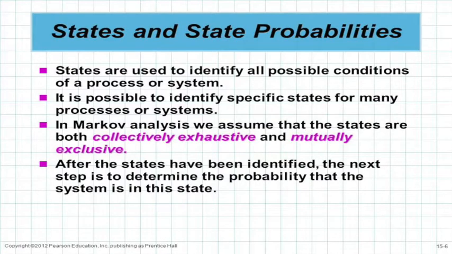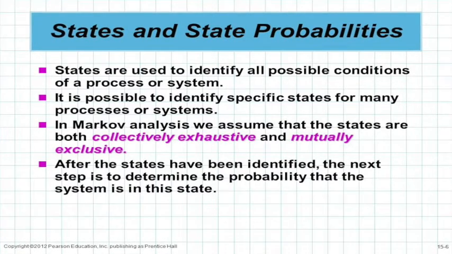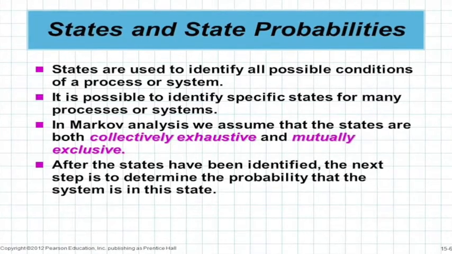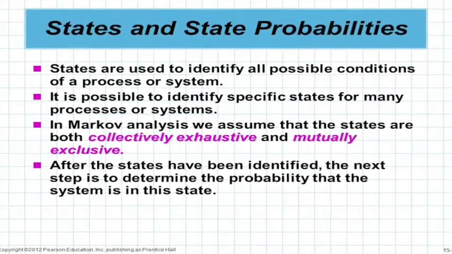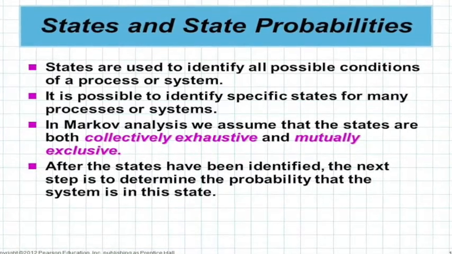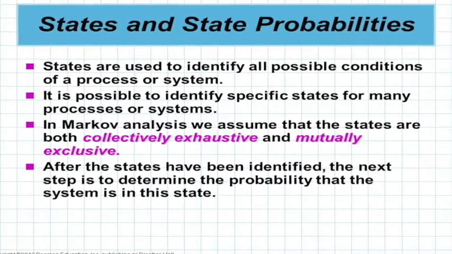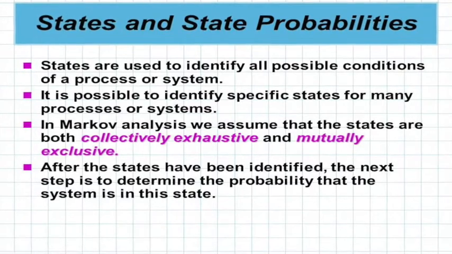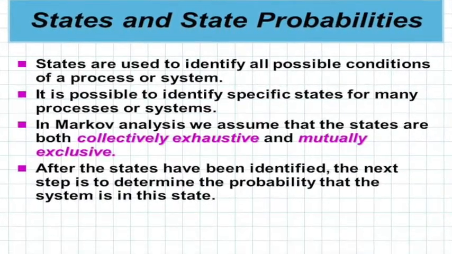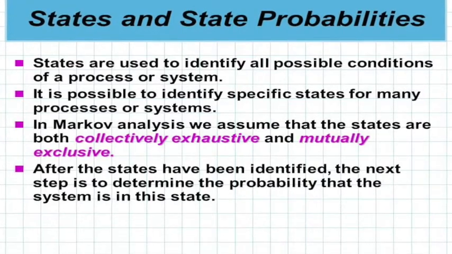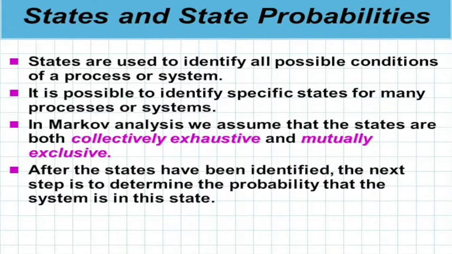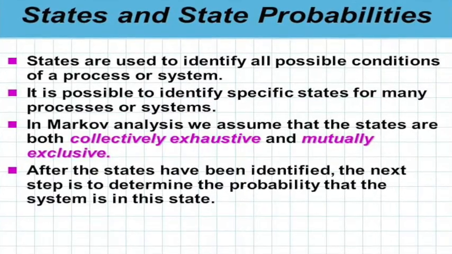States and state probabilities. States are used to identify all possible conditions of a process or system. It is possible to identify specific states for many processes or systems. In Markov analysis, we assume that the states are both collectively exhaustive and mutually exclusive. After the states have been identified, the next step is to determine the probability that the system is in this state.